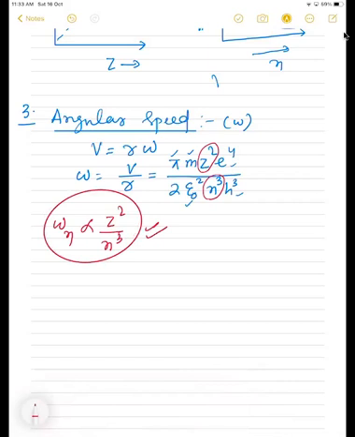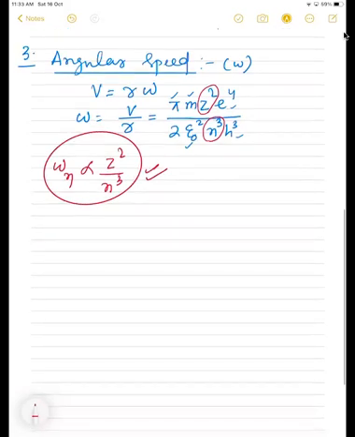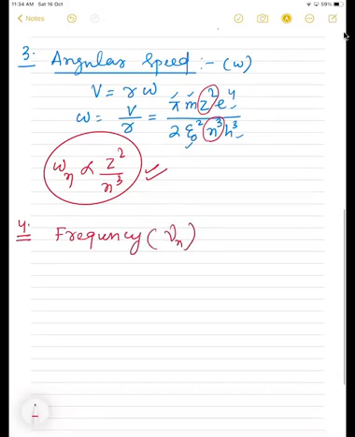Got the idea about angular speed? Yes or no? Next, number 4, let's go to frequency. Frequency f, but you will write here nu.